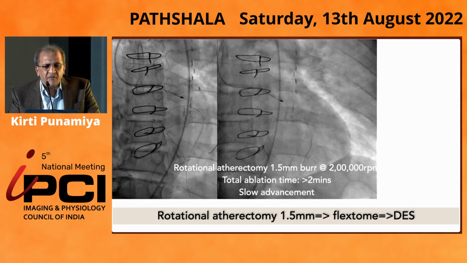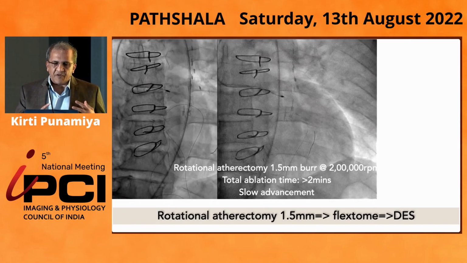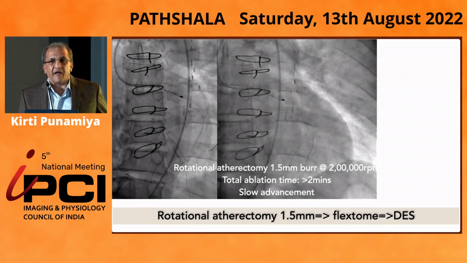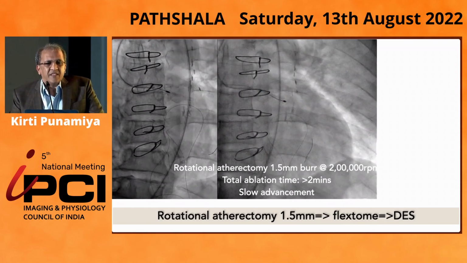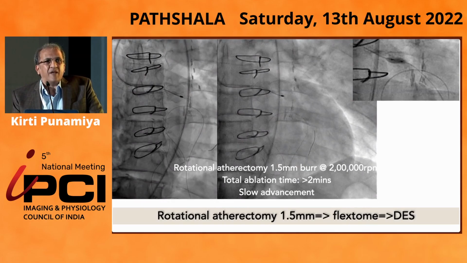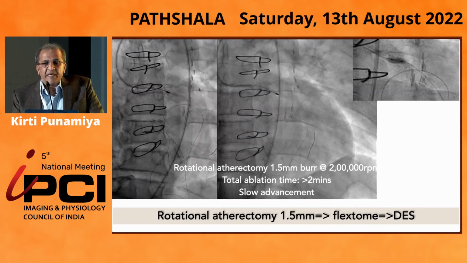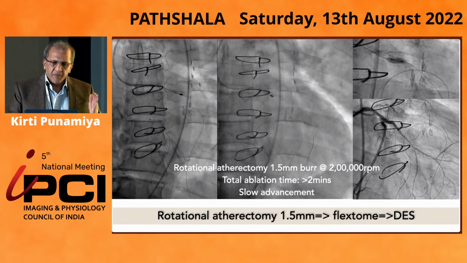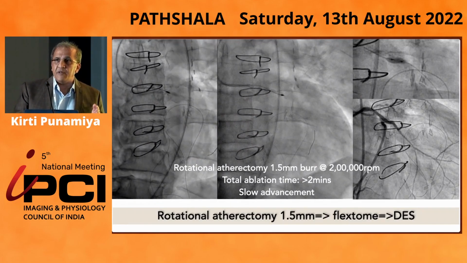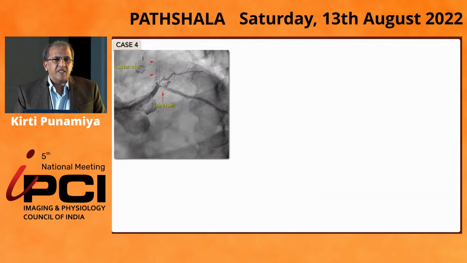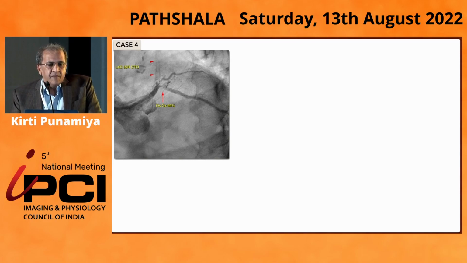In this, we realize that after approximately 2 minutes of rotoblator, your burr has not gone too far ahead, but even this much has done enough for the lesion. And here we have a cutting balloon now going at 12 atmospheres and expanding it completely to get this kind of a result. So this patient, what do? Rotoblator, 1.5 burr, go with a Flextome, and then a DES. This one, I've presented this case before, a circumflex ostium. What did we do?